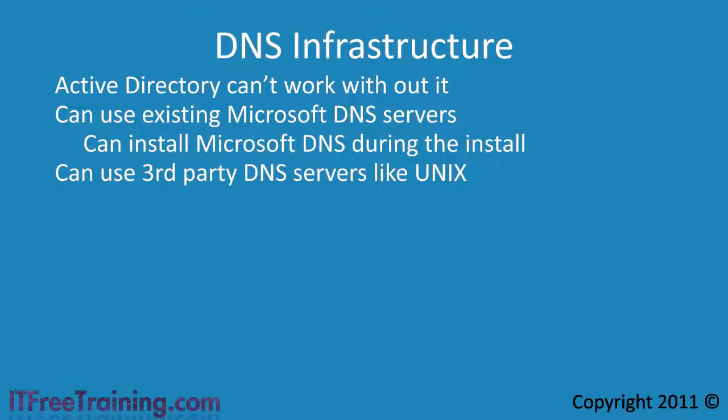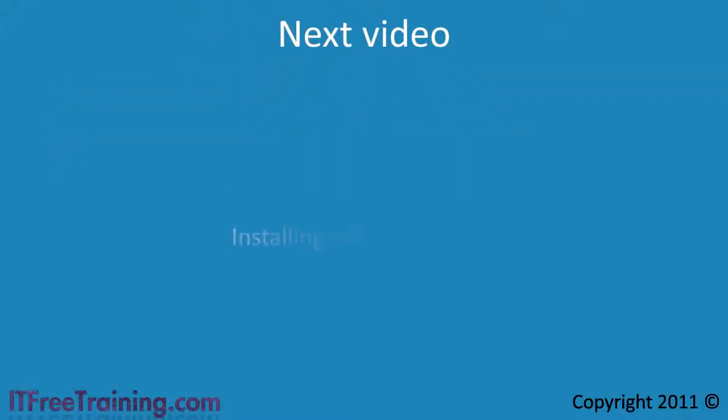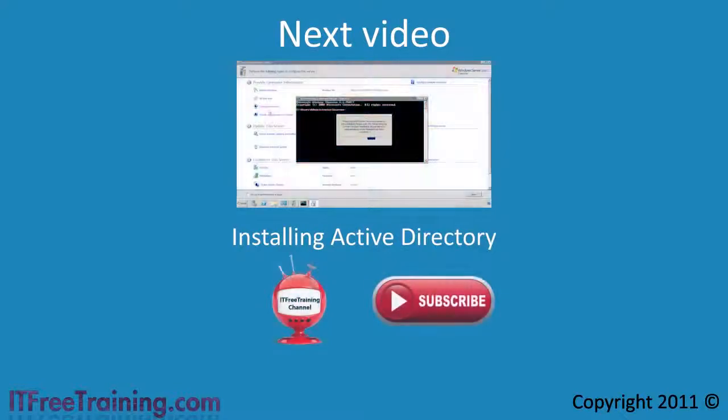Later in this course, I will go into a lot of detail about DNS and how it works with Active Directory. When you install Active Directory, the wizard will give you the choice to install Microsoft DNS with the Active Directory install. Even though DNS is so important, you can accept the defaults and Microsoft will do all the hard work for you. This is why I don't cover DNS until later in the course. In the next video, I will install Active Directory now that all the theory is out of the way.